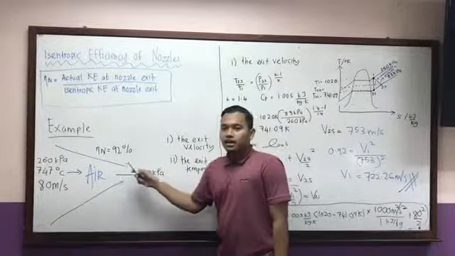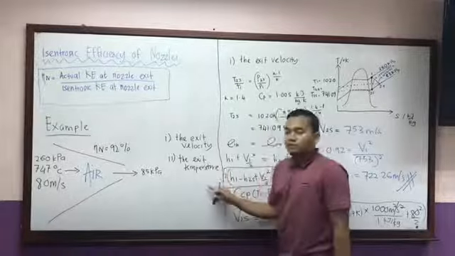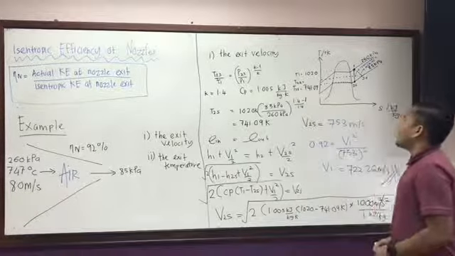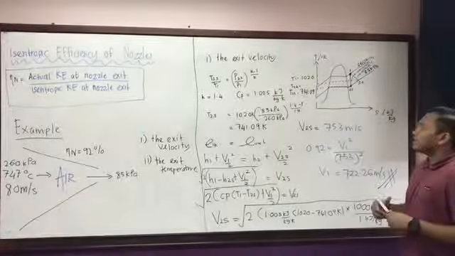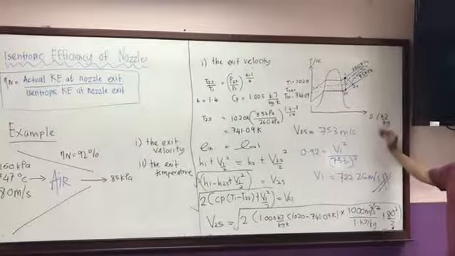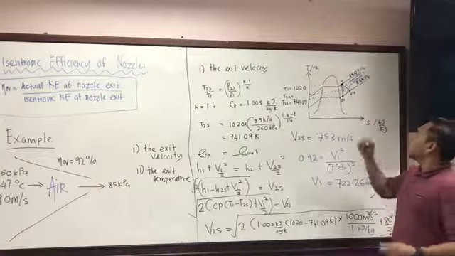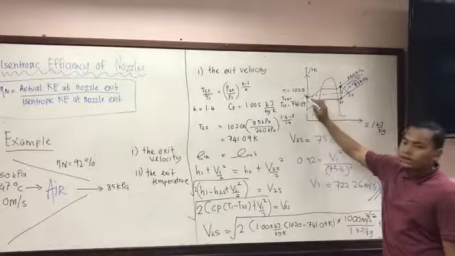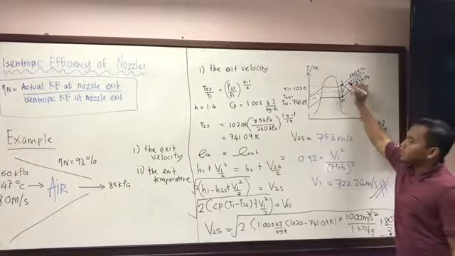For this question, we are asked to find the exit velocity and the exit temperature. The first thing, after getting this question, is that we must plot the graph, which is T versus S, with T in Kelvin and S in kilojoule per kilogram Kelvin. On the graph, the first point is at 260 kilopascal and 1020 Kelvin. So we plot this as the first point.